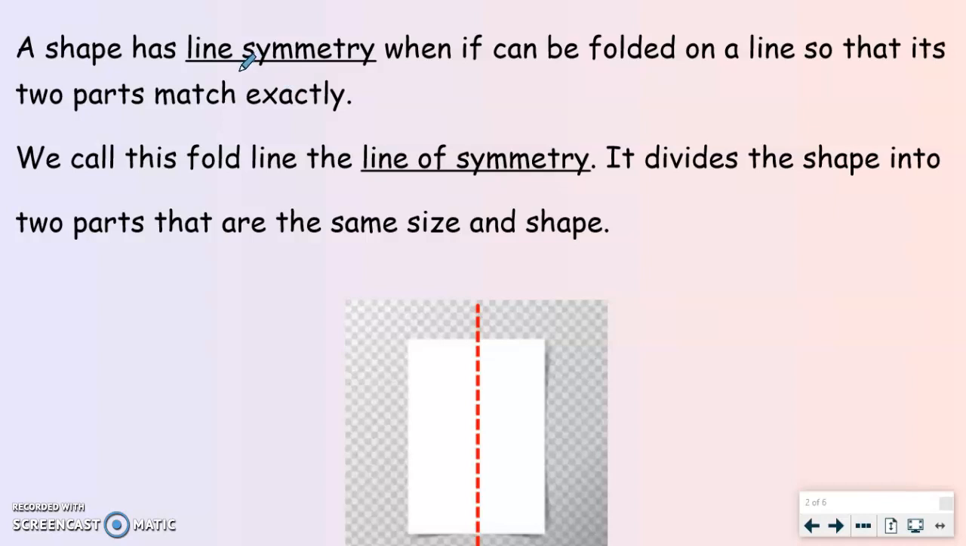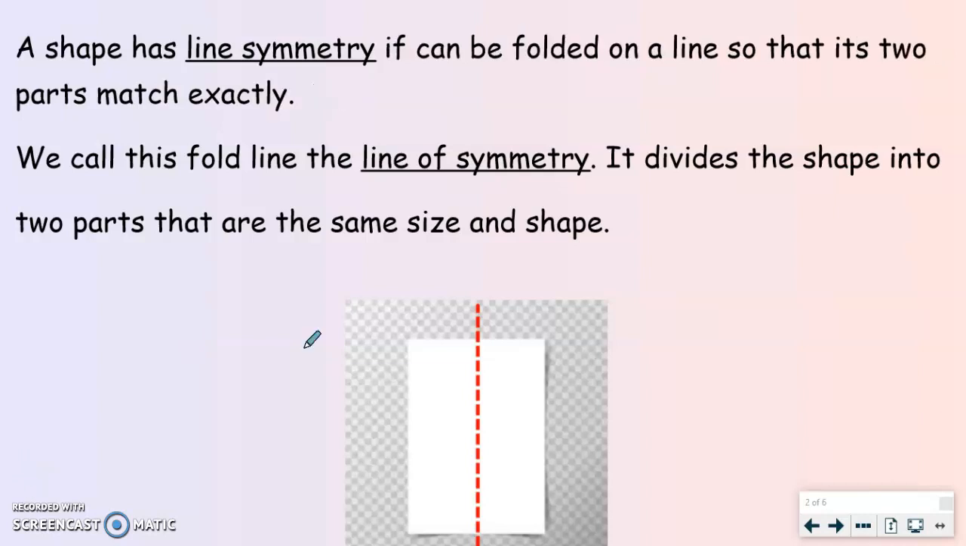So we say that a shape has line symmetry if it can be folded on a line so that its two parts match exactly. And we call this fold line the line of symmetry. That line of symmetry divides the shape into two parts that are the same size and the same shape. So pretty much a mirror image of the other side.